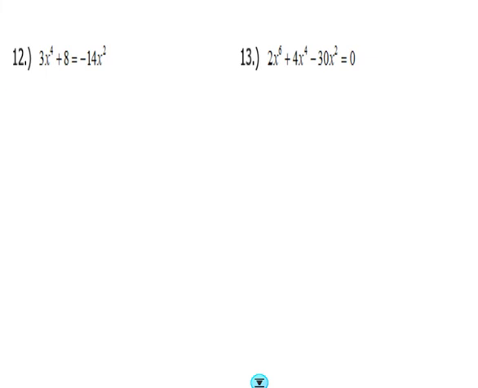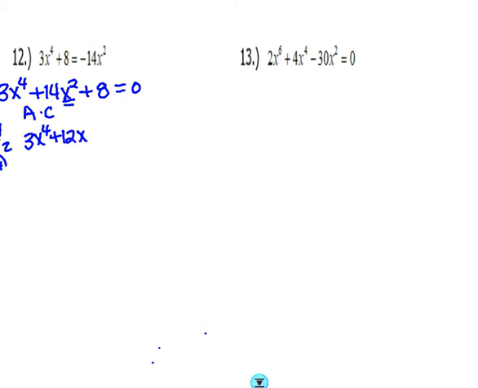All right, let's put this in standard form first. So I'm going to add the 14x squared. All right, it's a trinomial, so I'm going to use A times C method. I don't have a GCF. All right, so what multiplies to give you 24, but adds to give you 14? Hope you said 12 and 2. All right, let's rewrite that middle term. Now be careful, my middle term is x squared. So I'm going to write this as 12x squared plus 2x squared plus 8.